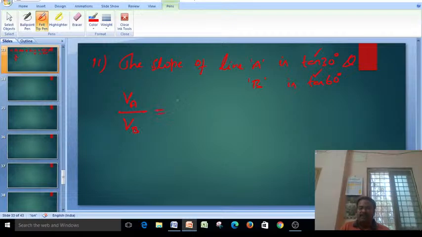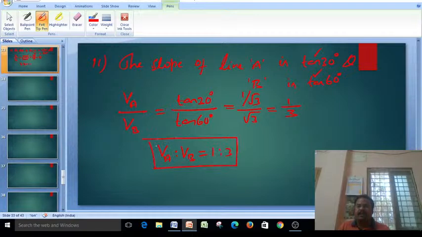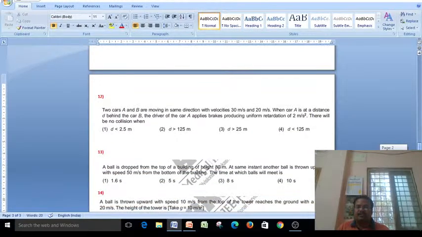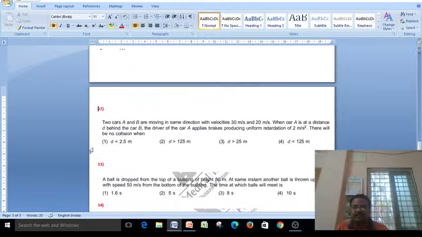So VA divided by VB is tan 30 degrees divided by tan 60 degrees. Tan 30 degrees is 1 divided by root 3, and tan 60 degrees is root 3. So it is 1 divided by 3, and you will get the answer. So the ratio VA is to VB is equal to 1 is to 3 is the answer. So the fourth option is the correct answer here, right? Fourth option is the correct answer.